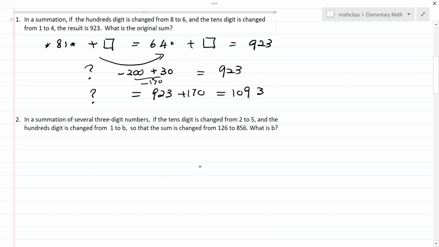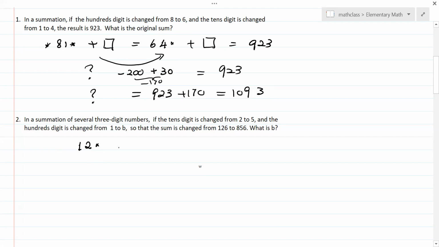Let's try to figure this out. So this original sum: the 10th digit is changed from 2 to 5, in several numbers, right? So we just need to focus on one of the numbers. This number's 10th digit is 2, right? And the 100th digit is changed from the original digit to 1.